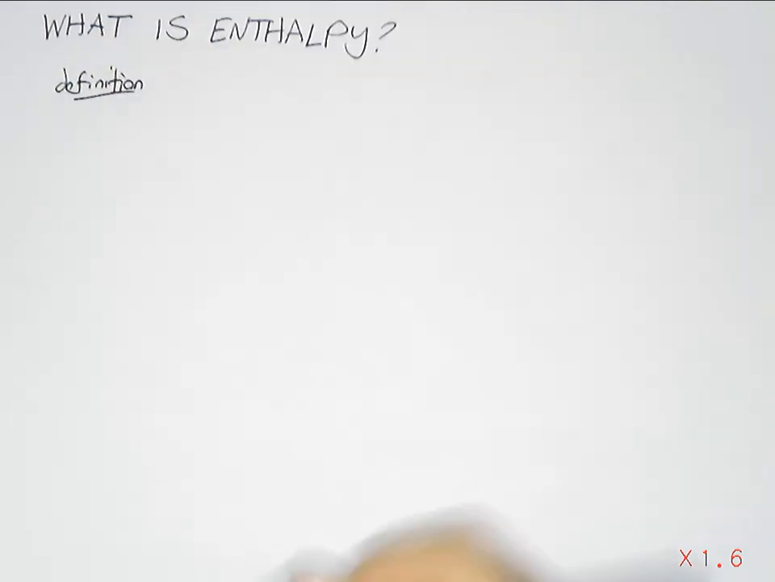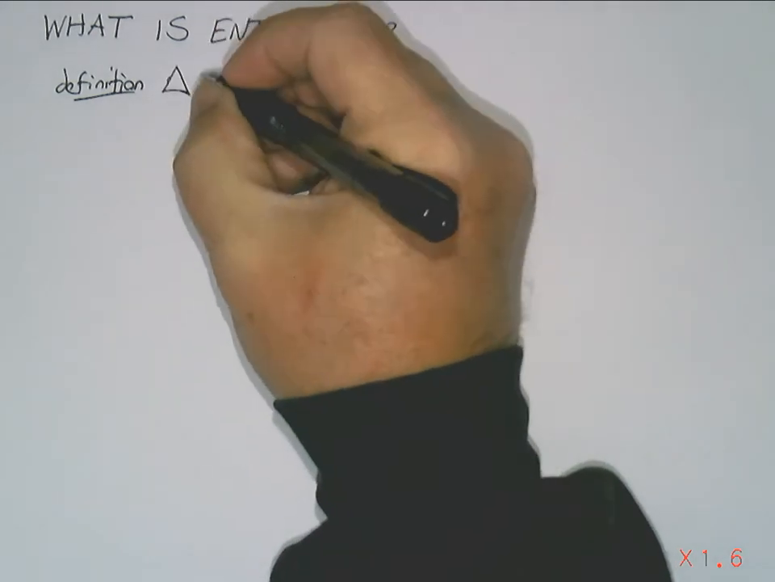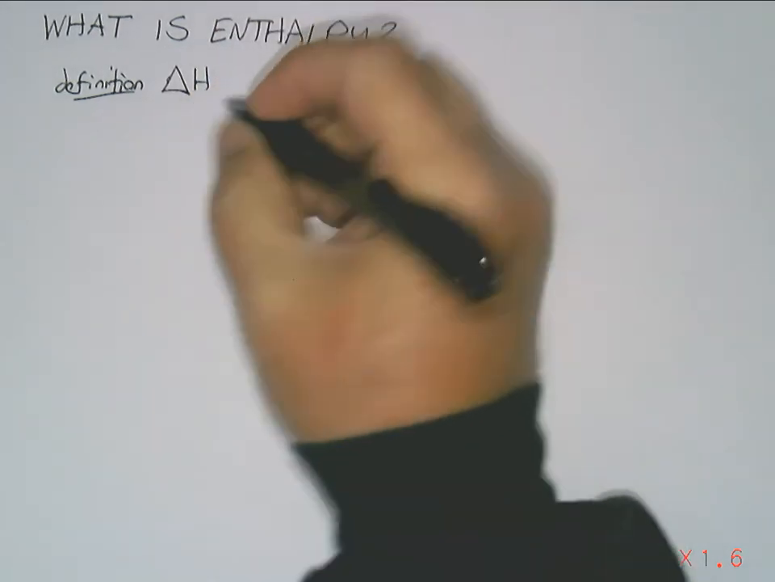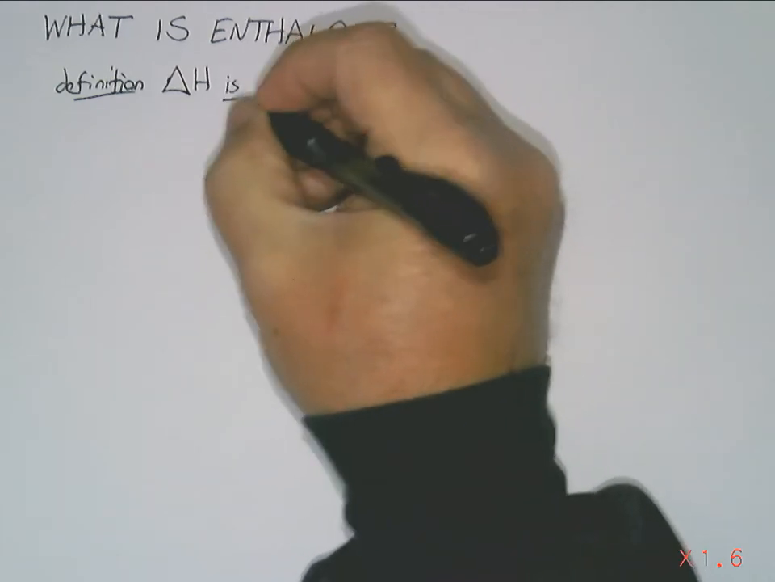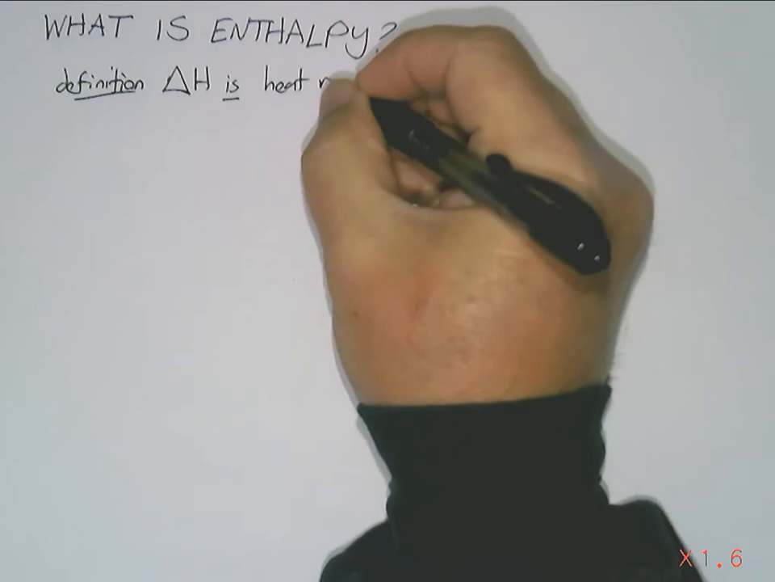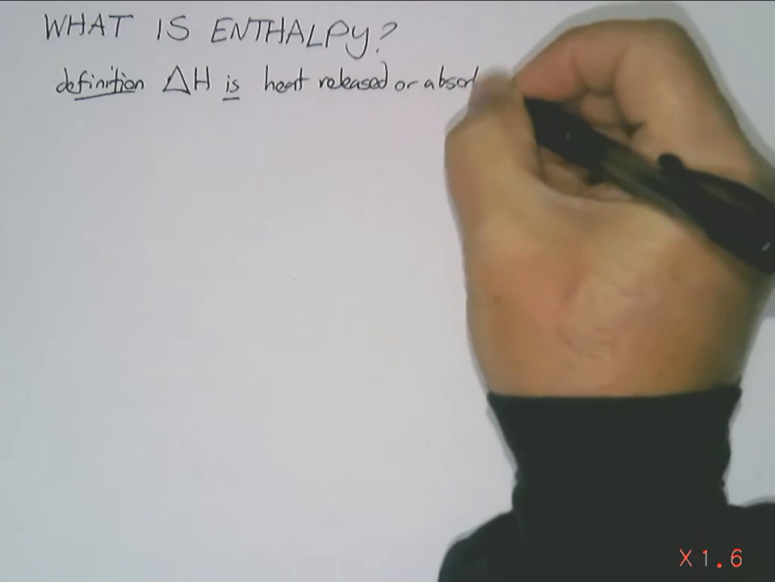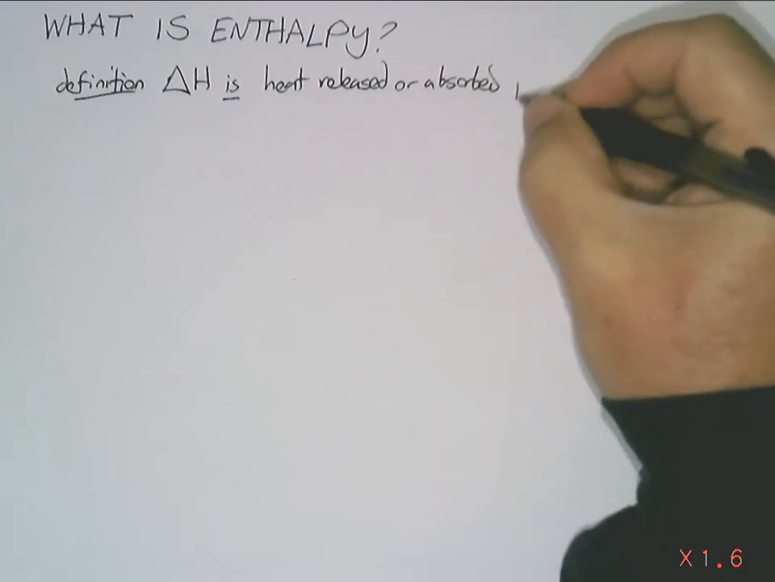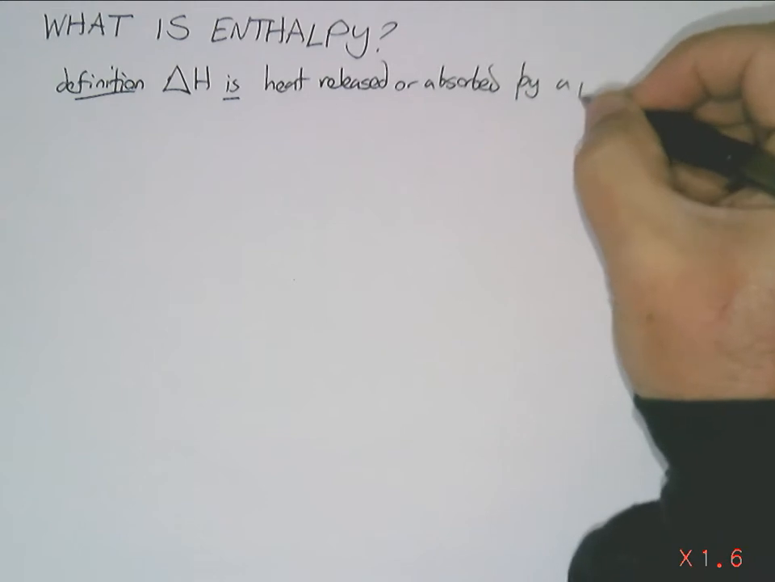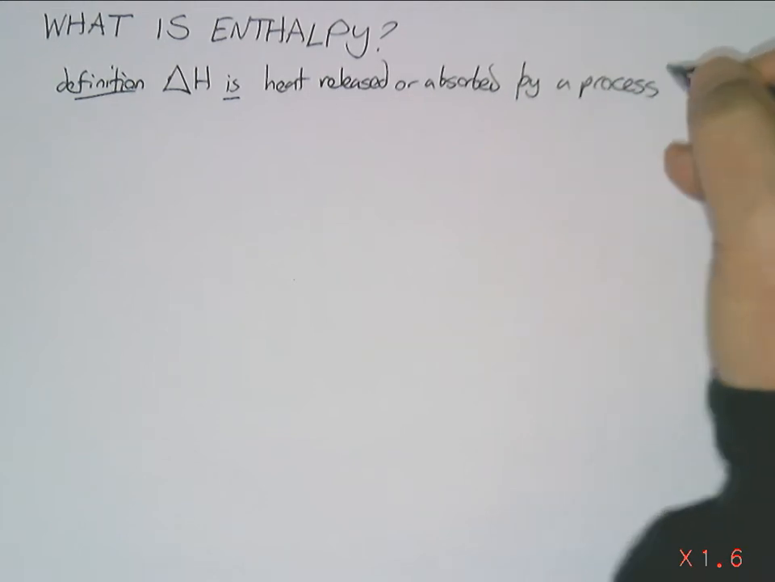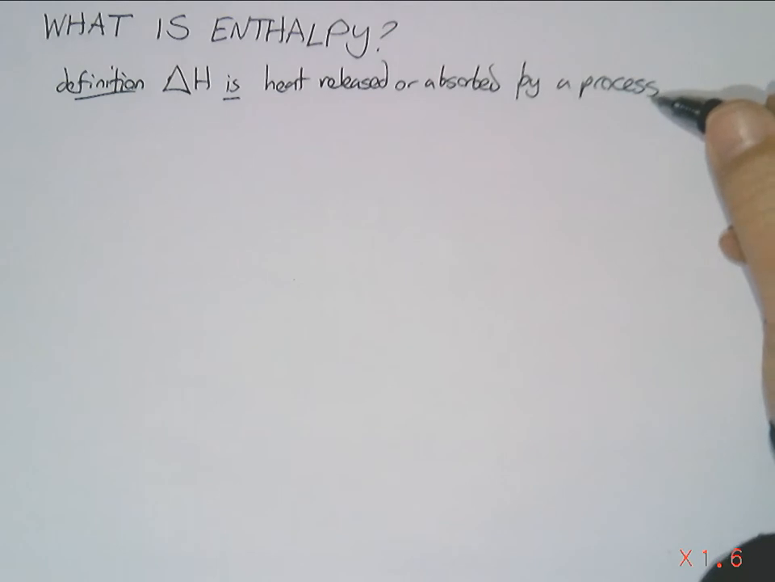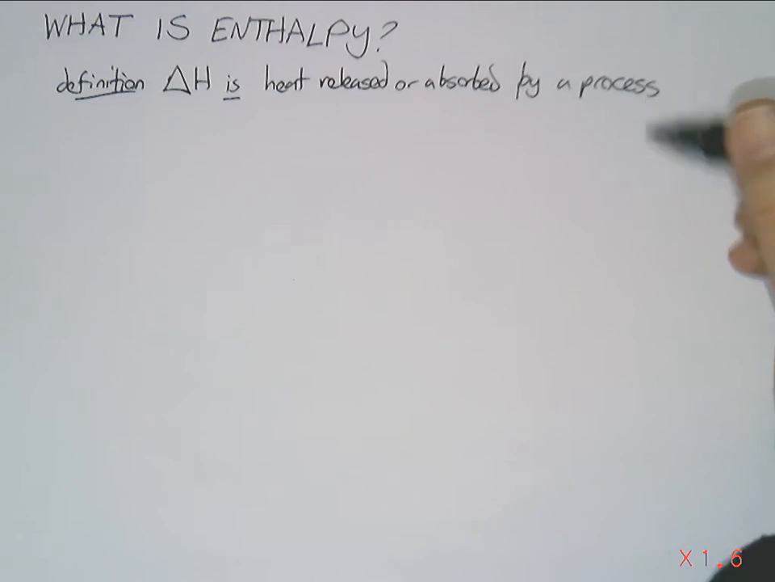The definition of enthalpy change: the change in enthalpy is heat released or absorbed by a process. Now I'm going to say process instead of reaction because this can work with things that are not chemical reactions as well. Phase changes, for example. Mechanical processes. There can be other things that can happen that can have an enthalpy associated with them.